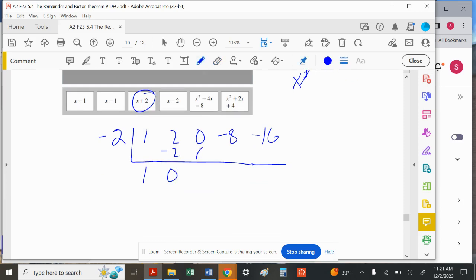Negative 2 times 0 is 0. Add those up, I get 0. Negative 2 times 0 is 0. That becomes a negative 8. Negative 8 times negative 2 is positive 16. That's going to be a 0. So notice it comes down to x to the 3rd. There is no x squared. There is no x. Minus 8. And of course, since this remainder is 0, there's no remainder. So that's what it becomes.